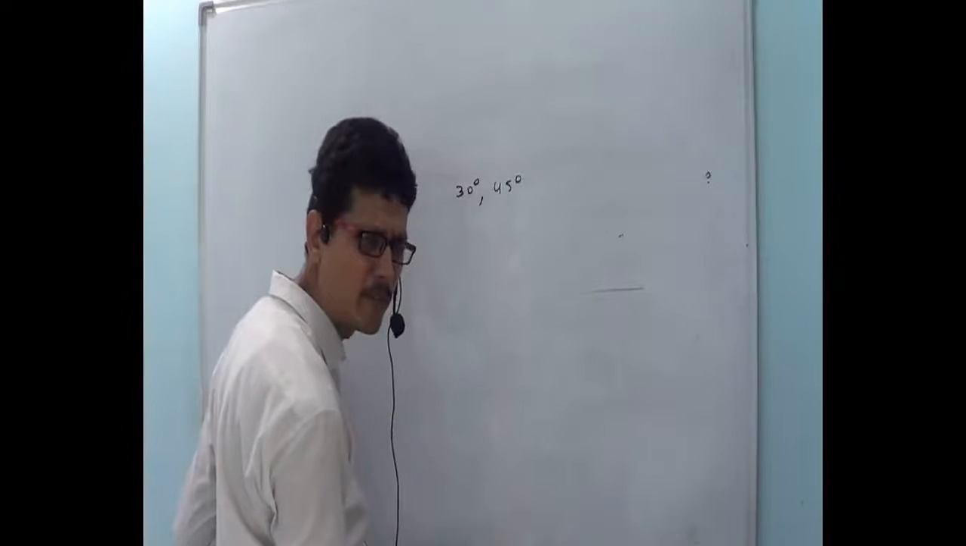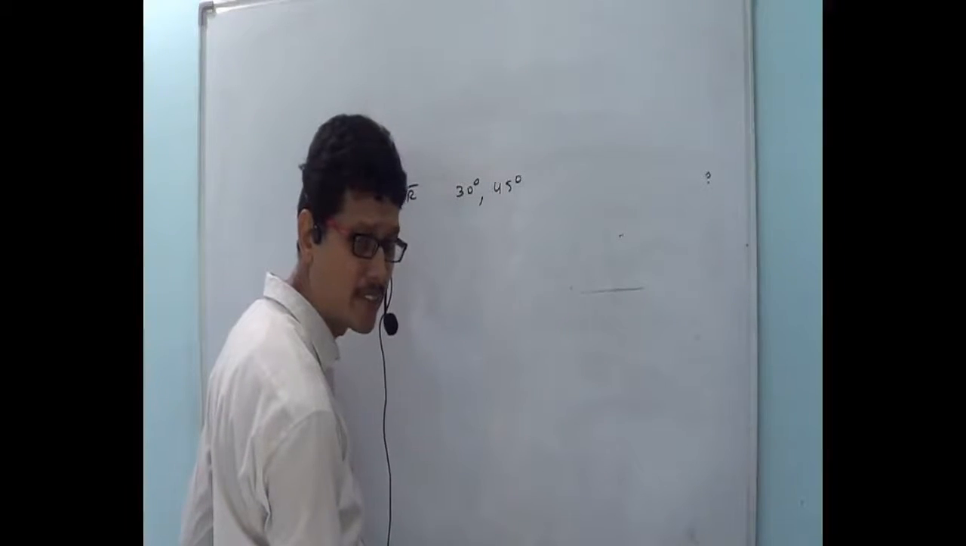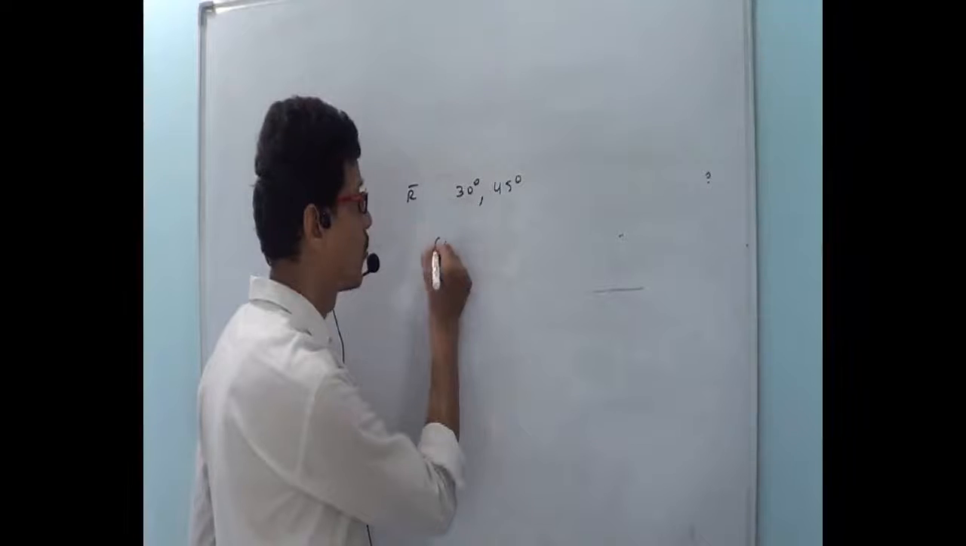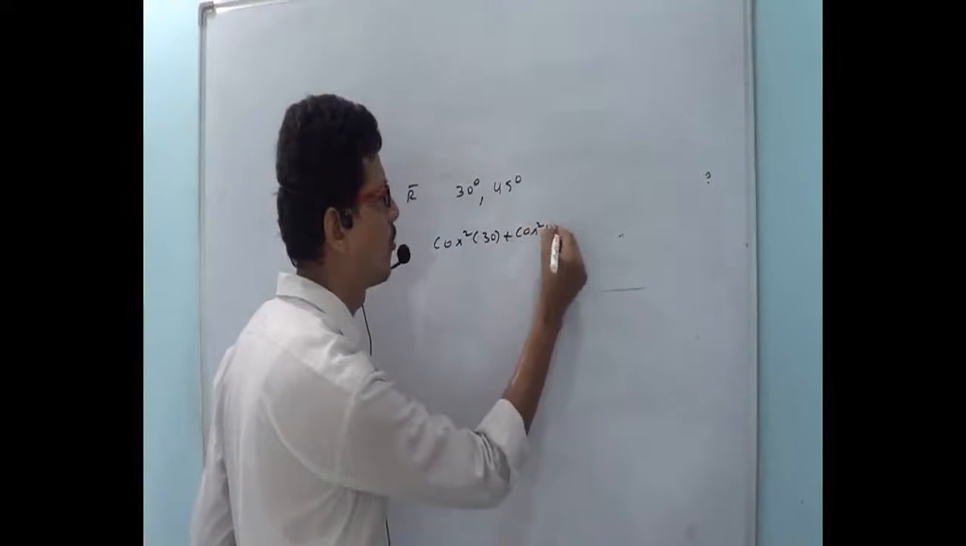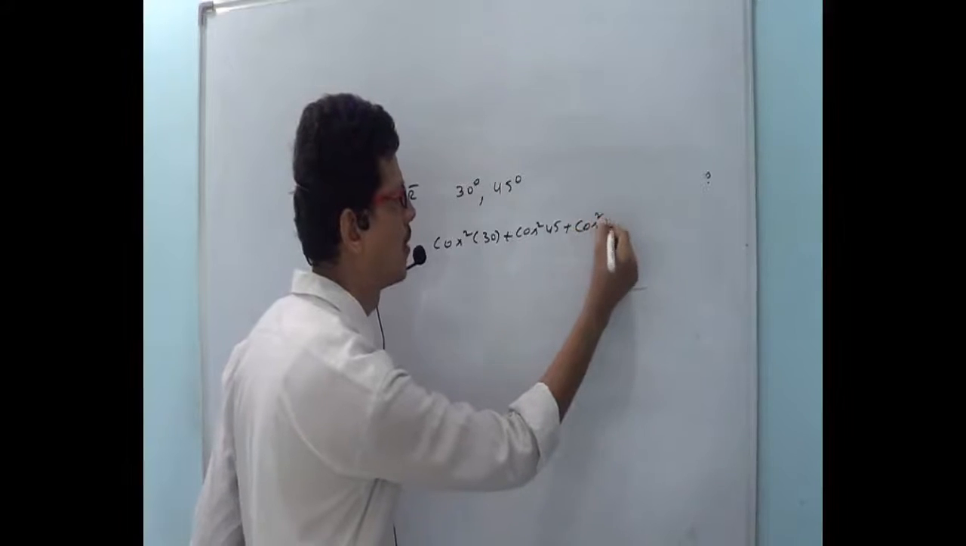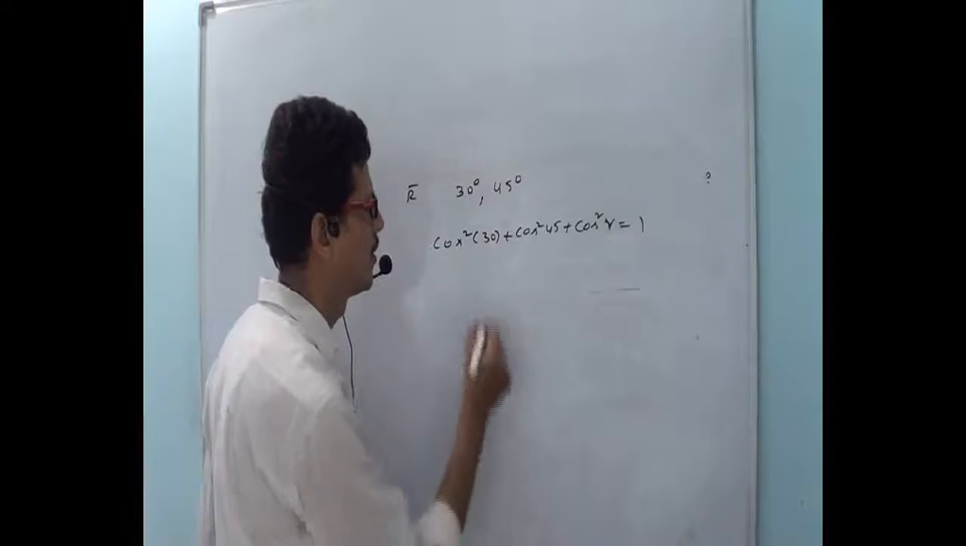What is the angle made by it with the z axis? That is the question. So what is the formula? cos square 30 plus cos square 45 plus cos square gamma is equal to 1. This is the formula. Okay, gamma we have to find.